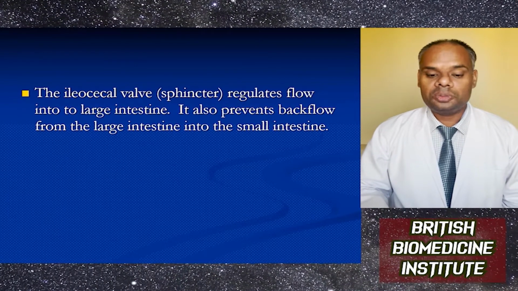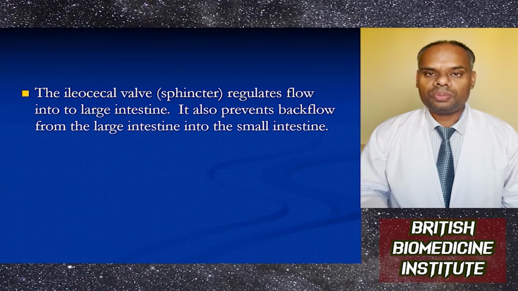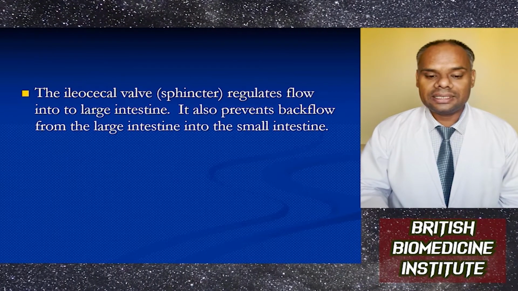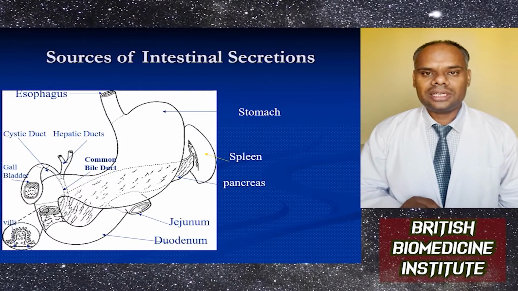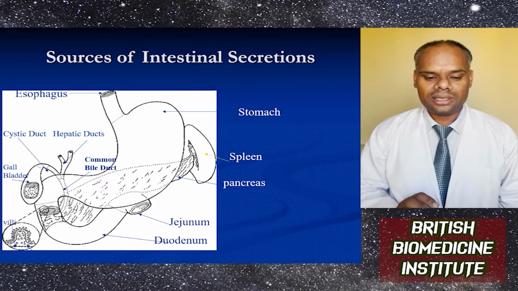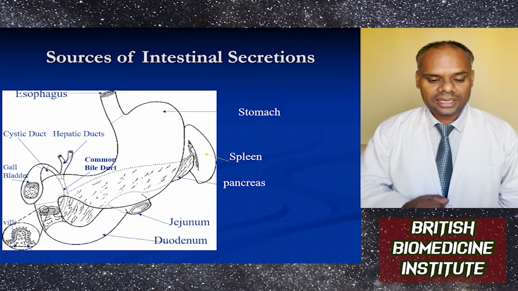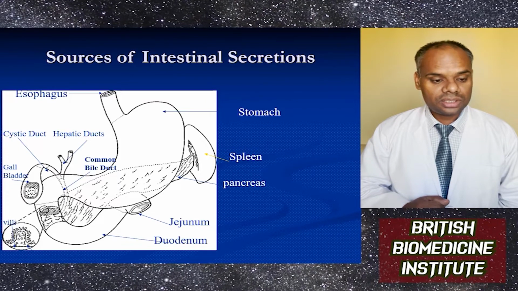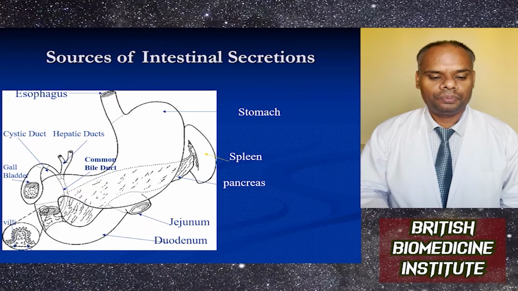The ileocecal valve or sphincter regulates flow into the large intestine. It also prevents backflow from the large intestine into the small intestine. So this is a diagram of intestinal secretion, where your duodenum, jejunum, pancreas, spleen, stomach, and esophagus are clearly visible in the diagram.